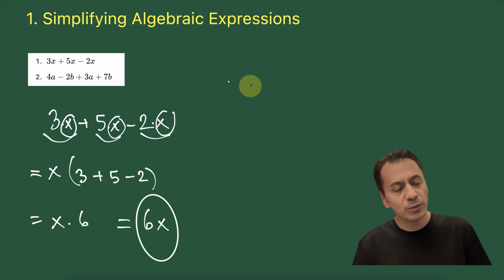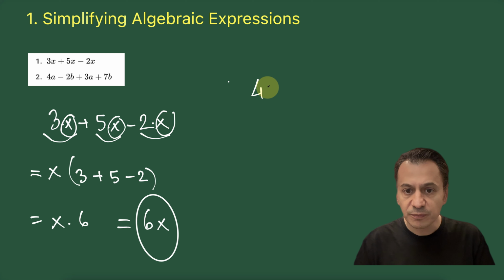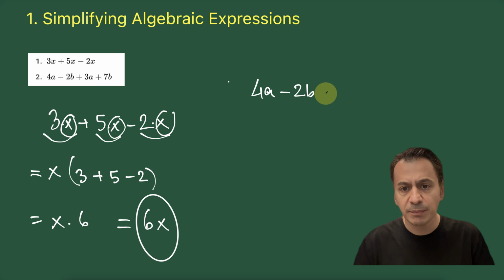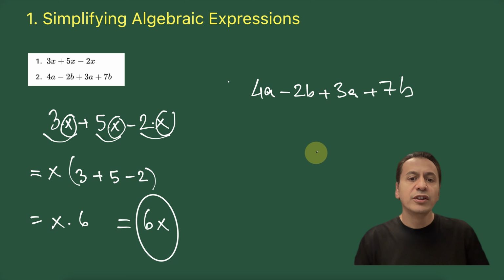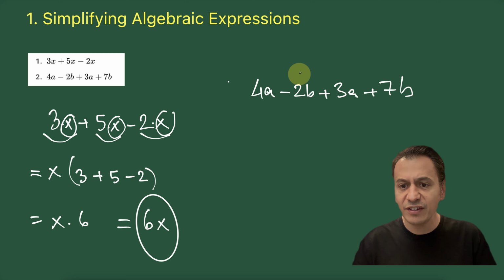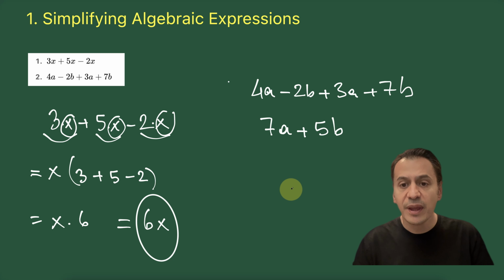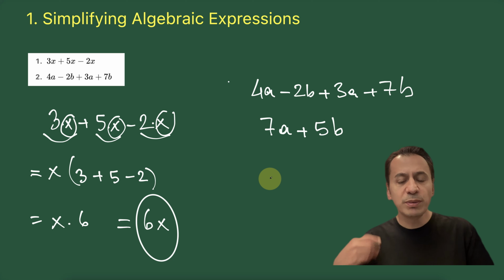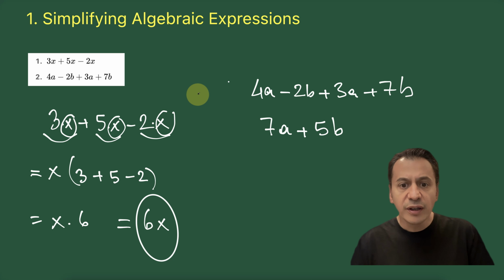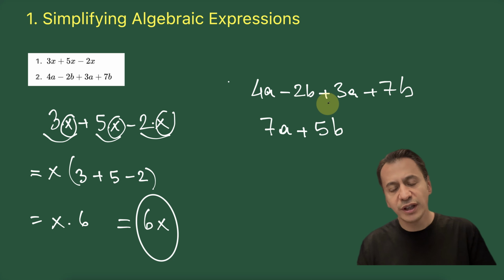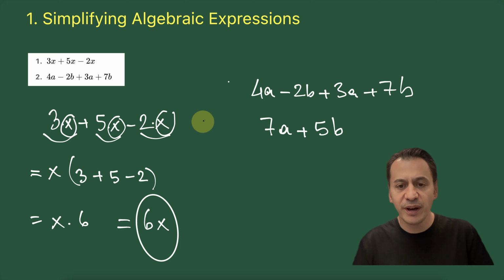Now let's do it with the other one. 4a minus 2b plus 3a plus 7b. Okay, now you know that we can add these numbers and we can write 7a, and I can subtract 2 from 7 and I can write 5b. But it would be wise to learn what's going on actually behind these operations.